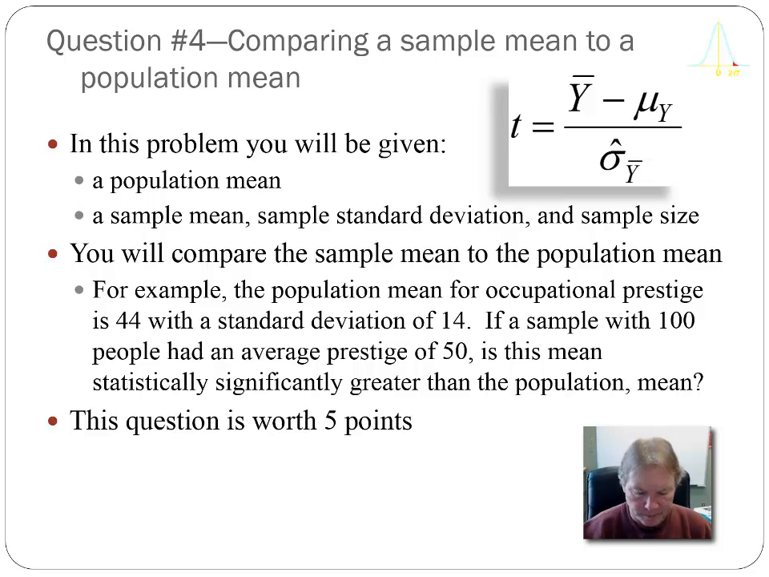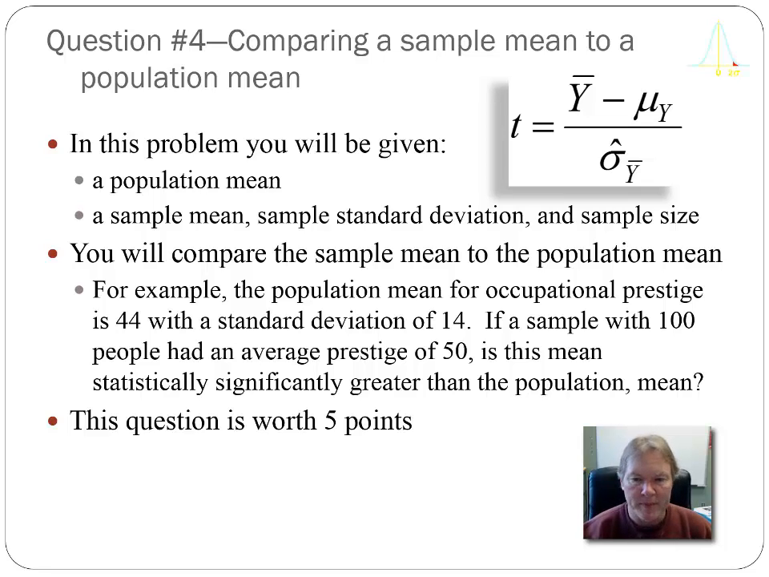Question number 4. In the lecture notes, this was under the heading of some sort of funny problems. I indicated they were funny problems because we typically don't have the population mean. But in this problem we're going to assume that we do. What we're going to give you is a population mean, a sample mean, a sample standard deviation, and a sample size. And with that information, we're going to ask you to test whether the difference between the sample mean and the population mean is statistically significant.